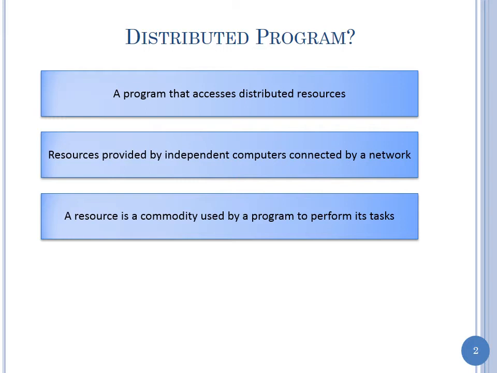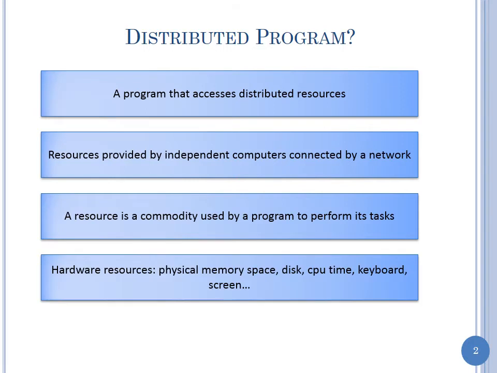So what kind of things does a program need to do its job? Well, it needs some physical memory space. It may need to read the disk or to write something on disk. It'll need CPU time. If it's an interactive program, maybe it requires the user to use a keyboard or a mouse input device, and it might also need a screen. These are all examples of resources, things that a program needs to do its function.